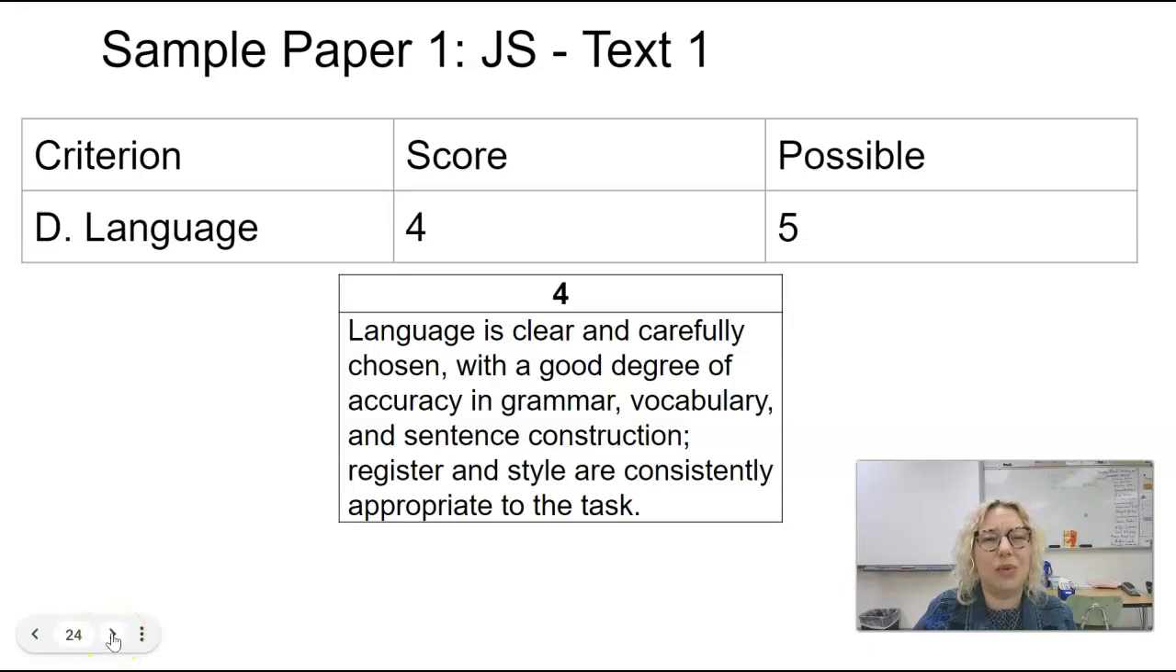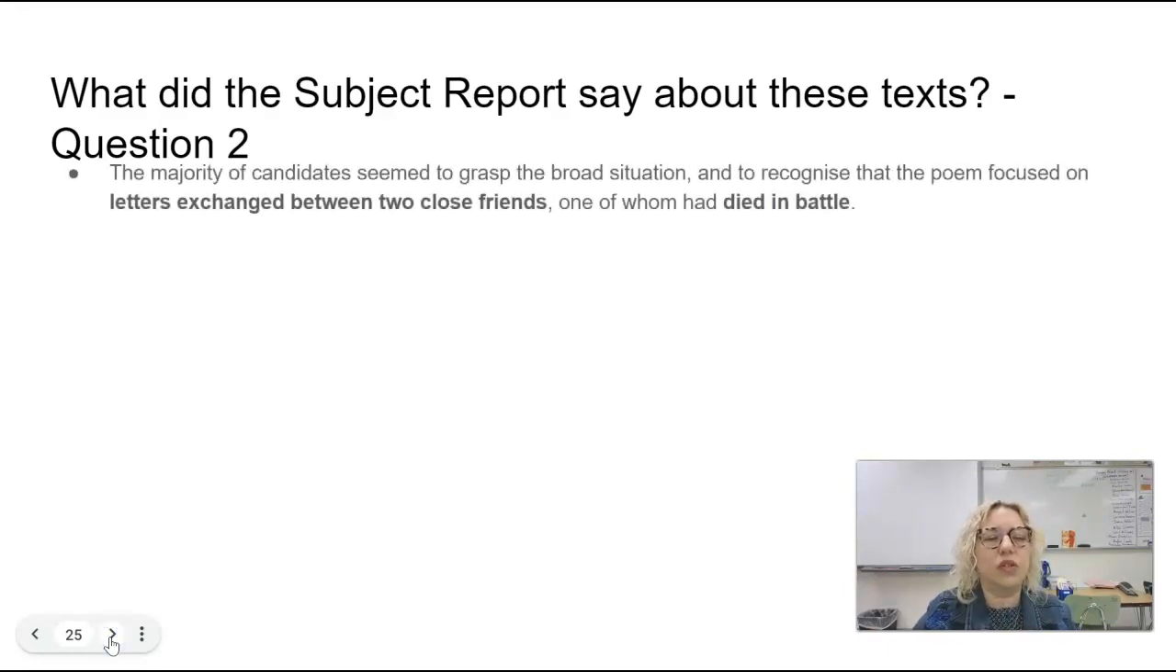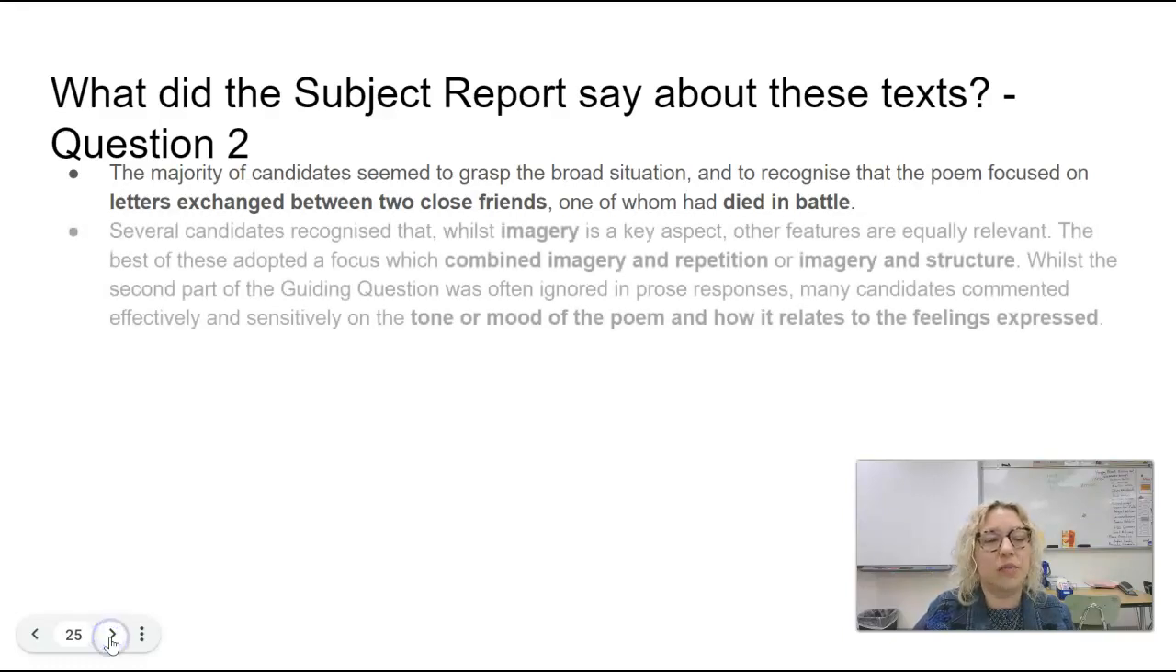And just being able to correctly identify that term shows a pretty sophisticated use of language. All right, how about the second text? The second text is the poem Easter Monday, In Memoriam E.T. The subject report said the majority of candidates seemed to grasp the broad situation and to recognize that the poem focused on letters exchanged between two close friends, one of whom had died in battle.